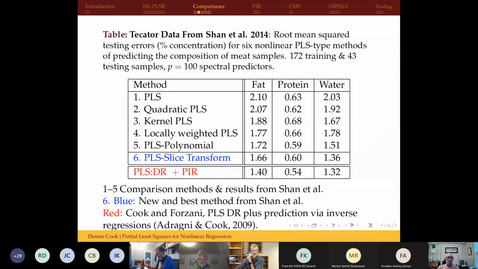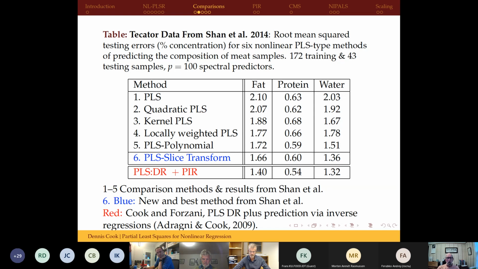So what we did is we took the data, we made sure we were on the same page in terms of methodology, we reproduced the PLS root mean squared prediction errors, for example, and we applied dimension reduction from standard off-the-shelf methodologies plus prediction via inverse regression. Our methods are the last row of the table, and you can see that we really did well across the board.